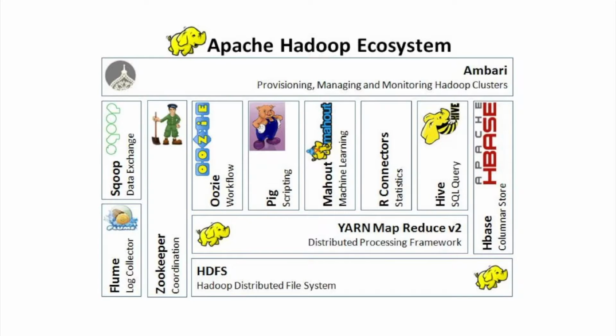YARN stands for Yet Another Resource Negotiator, and there are many other components in the Hadoop ecosystem that are not covered in the scope of the project. I will focus on basic components like HDFS, HIVE, and Ambari in this project.